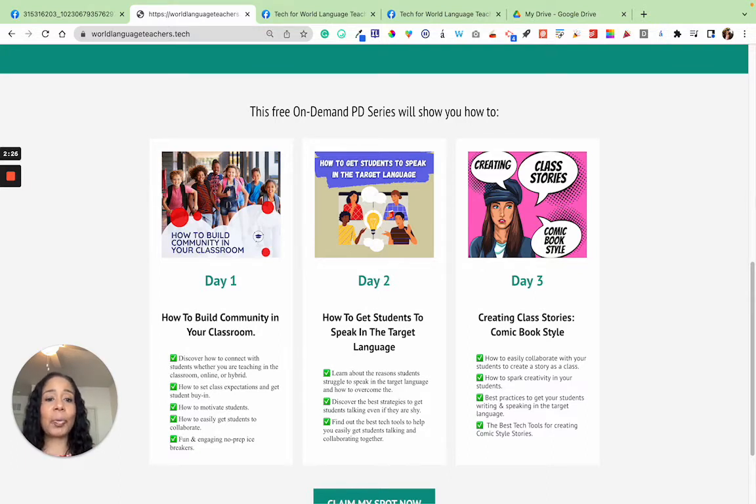That is day two. And then day three is creating class stories, comic book style. I go through my whole process about how I get the students talking in the target language, some really awesome, fun ways to do that. So we'll cover how to easily collaborate with your students to create a story as a class, how to spark creativity in your students, the best practices to get students writing and speaking in a target language, and the best tech tools for creating comic style stories. So all of that is happening next week.